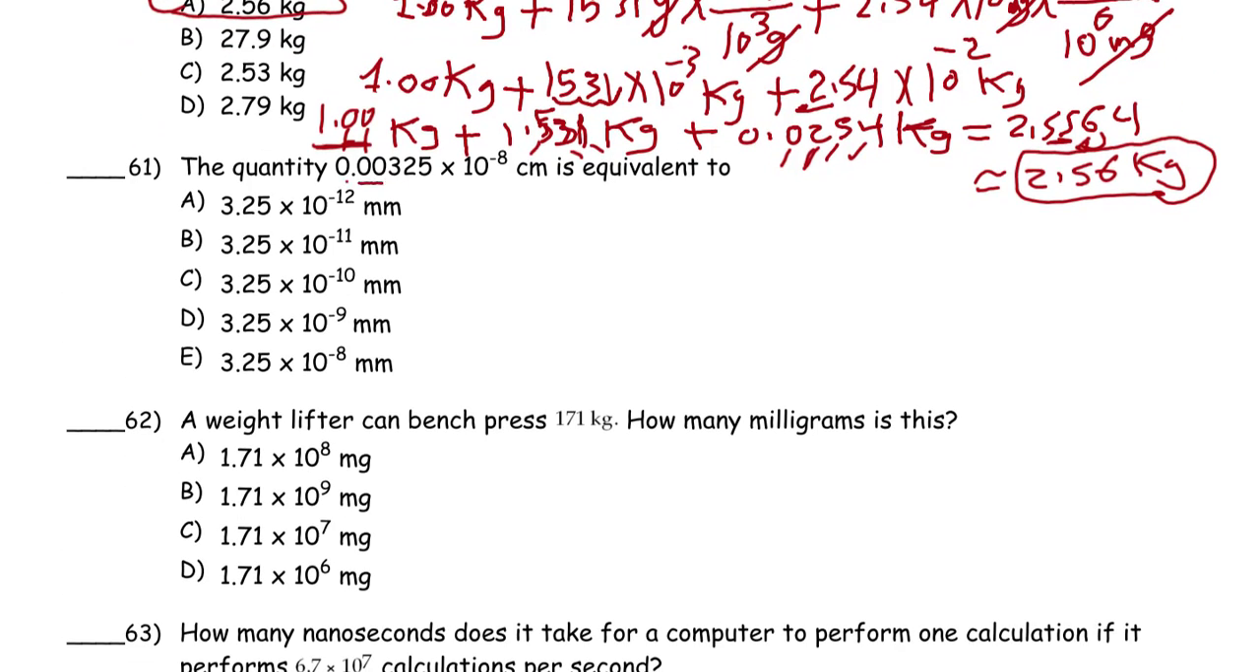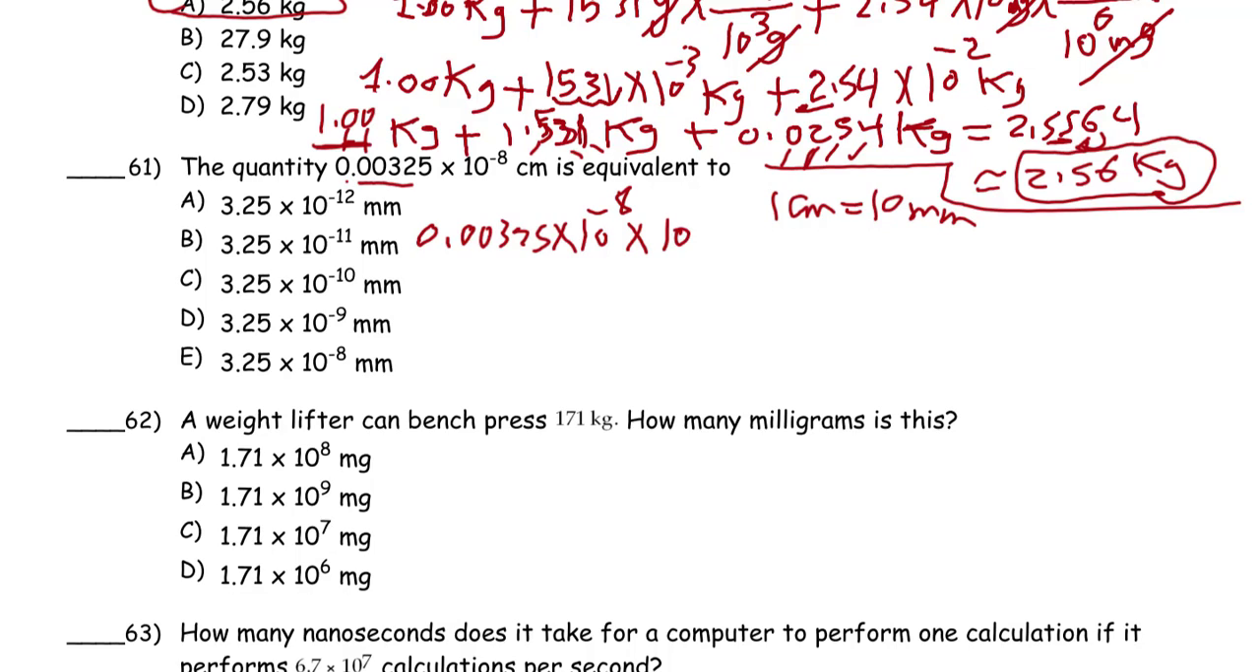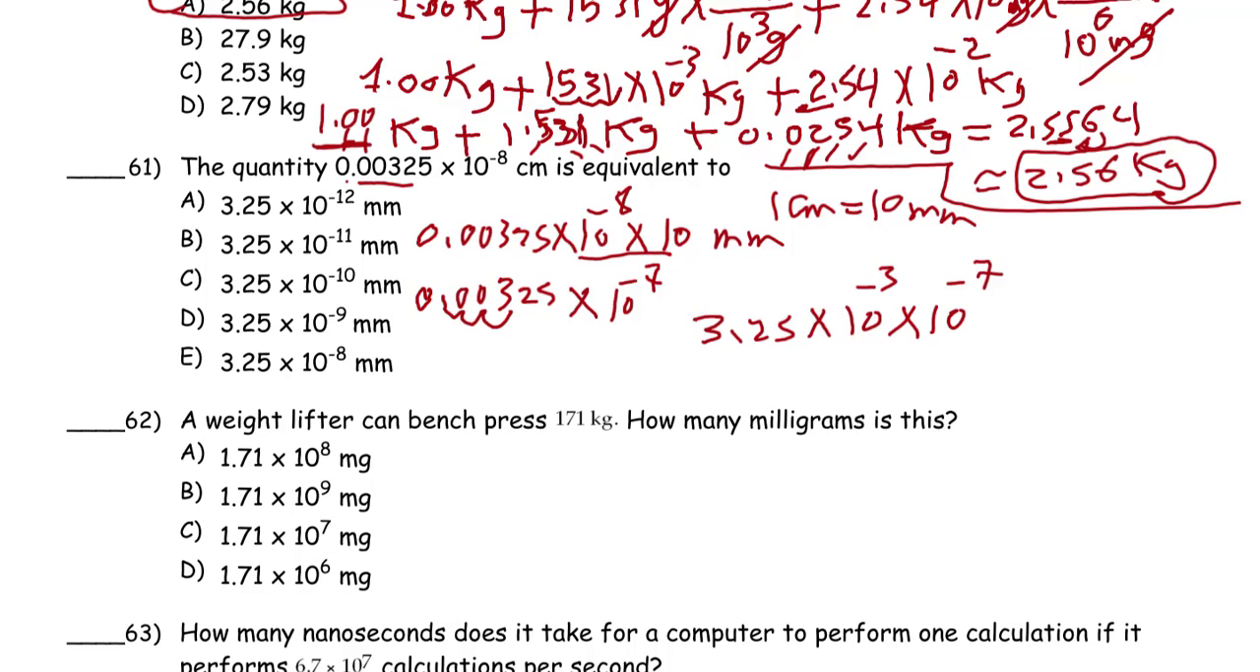Number 61. This number, 10 power negative 8 centimeter, is equivalent to what in millimeter? And you know that 1 centimeter equals 10 millimeter. So at the beginning, 0.00325 times 10 power negative 8 times 10 to convert it into millimeter. Here it becomes 10 power negative 7 times 0.00325. Let's move the decimal point 1, 2, 3. Now it is 3.25 times 10 power negative 3 times 10 power negative 7, because we moved the decimal point 3 digits. So the right answer will be 3.25 times 10 power negative 10 millimeter. The right answer is letter C.